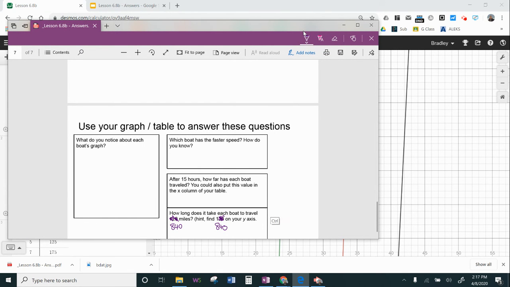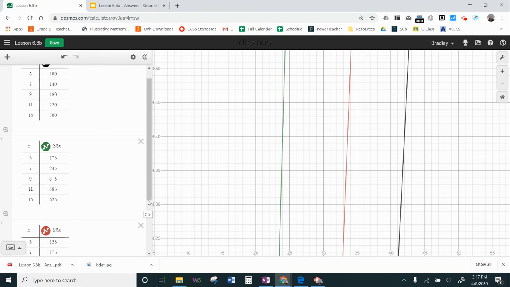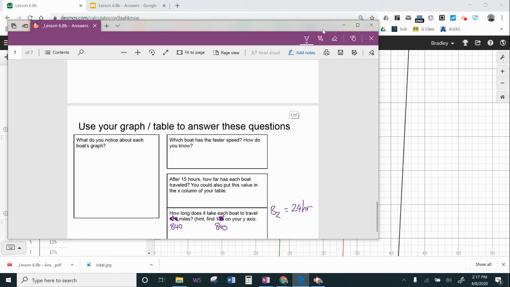So boat number green, which was, I think, boat number 2. Boat 2 is 24 hours. Let's take a look at the next boat, which was the red boat. Boat number 3, 840. I zoom across here, and it meets halfway in between 33 and 34. So let's say 33 and a half hours. It takes boat number 3 33 and a half hours.